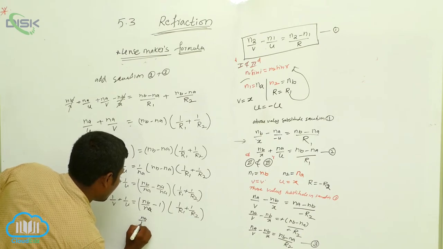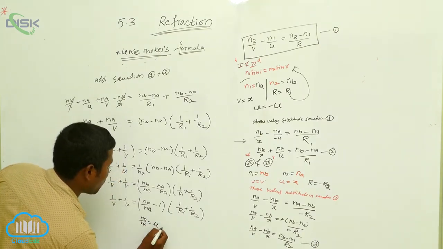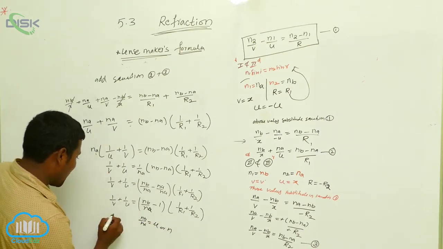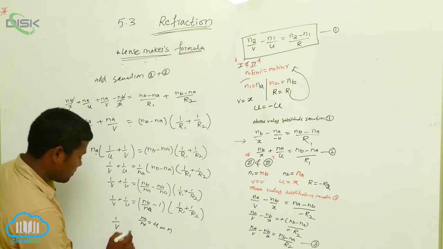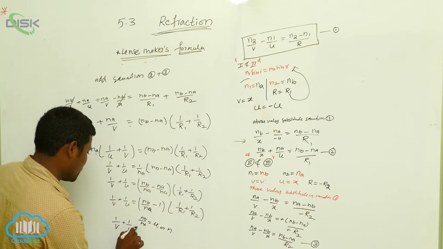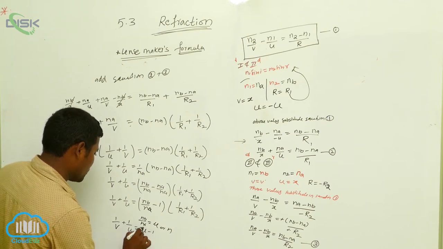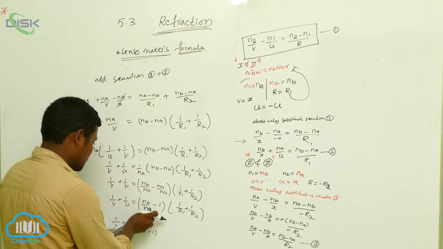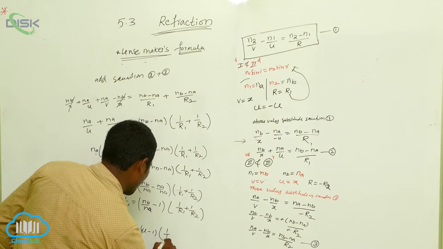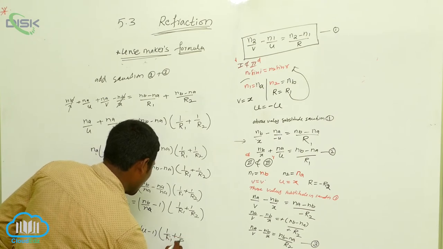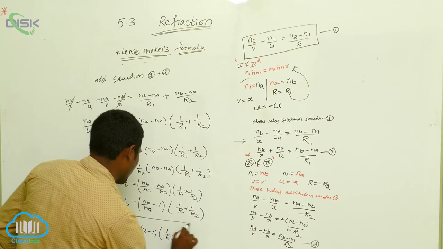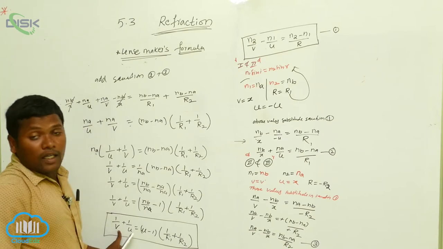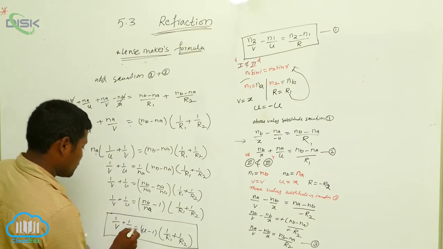NB by NA is equal to some constant mu, or N also we can write. So can I substitute this value here? What happened then? Final equation: 1 by V plus 1 by U is equal to mu minus 1 into 1 by R1 plus 1 by R2. This is the final equation, where V is the image distance, U is the object distance, and this is mu.